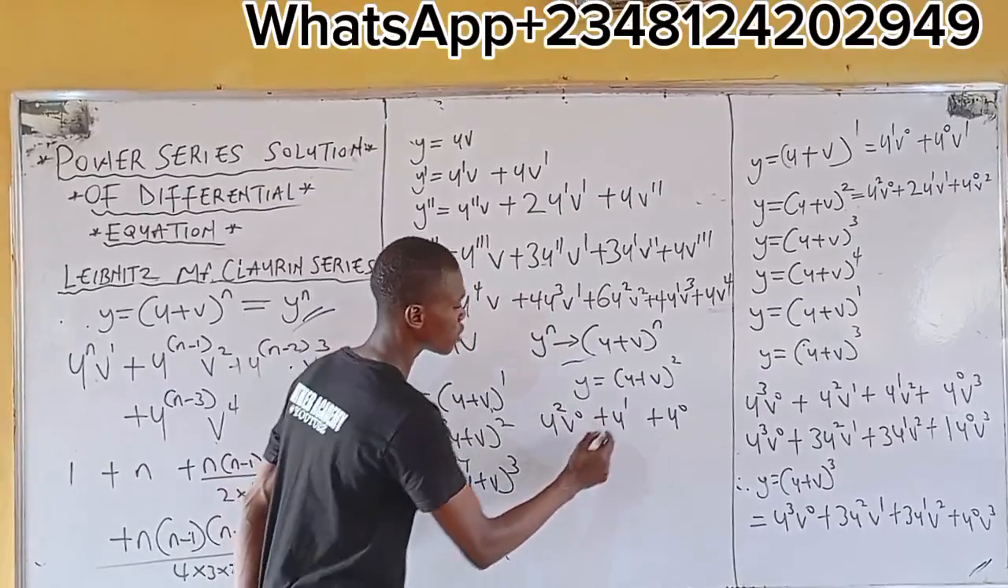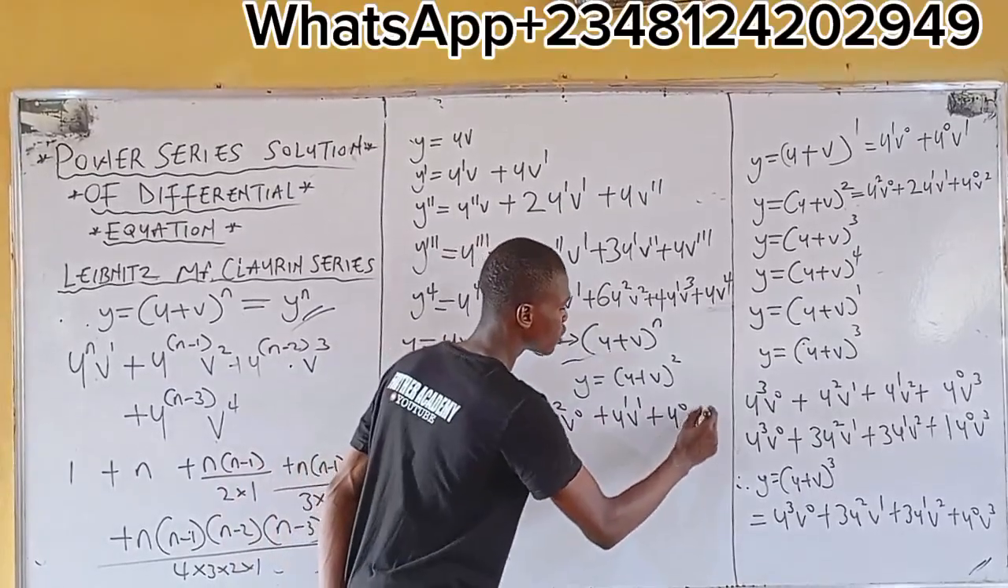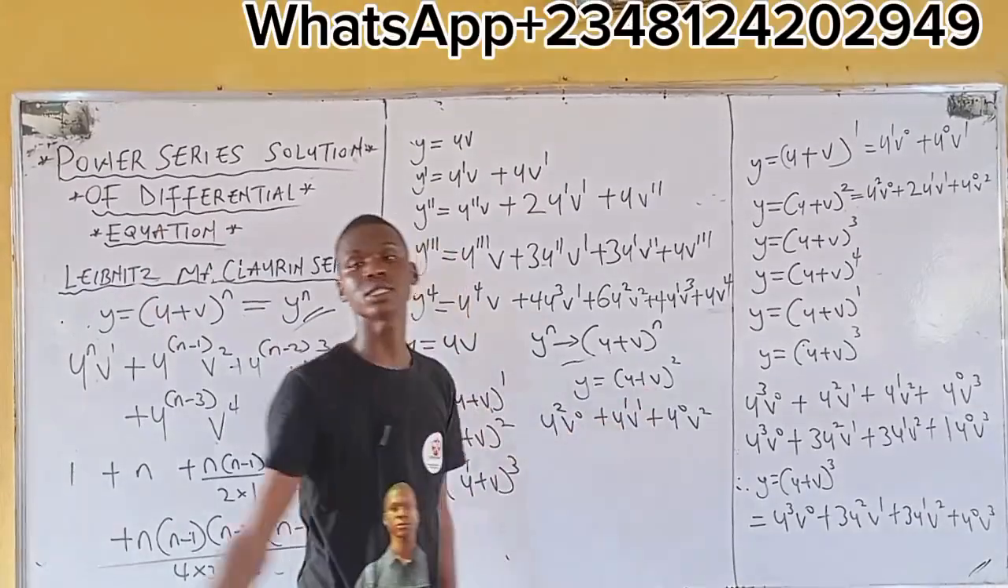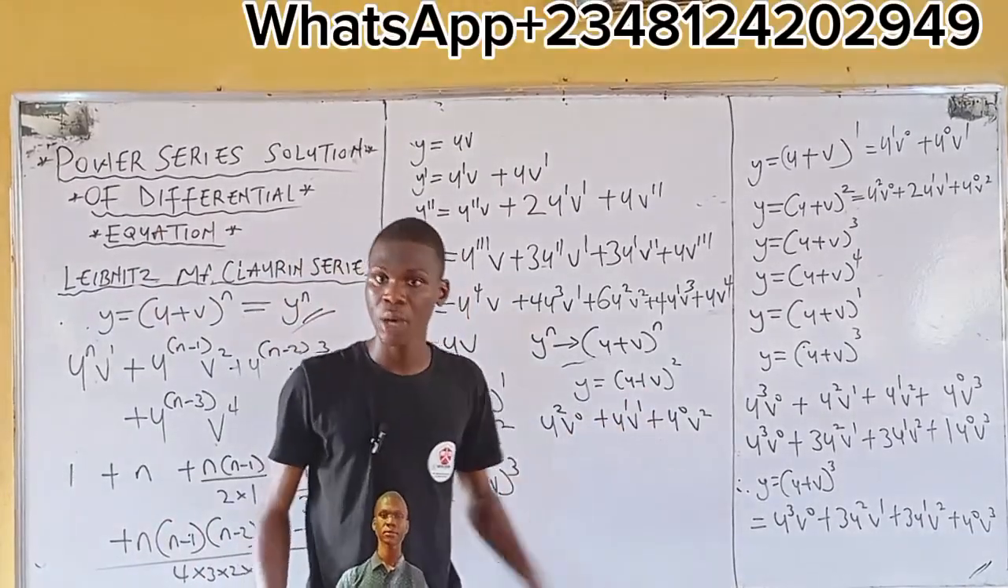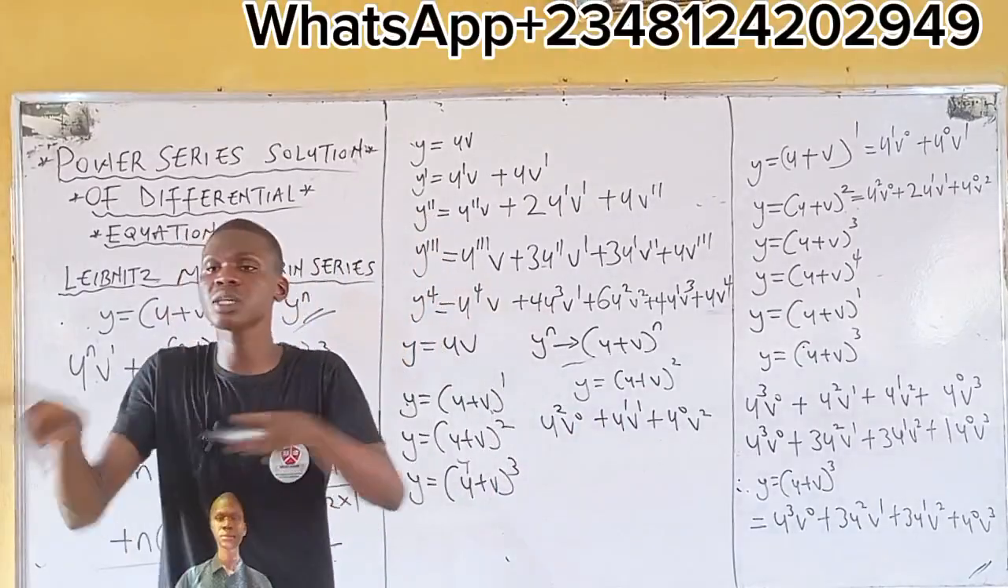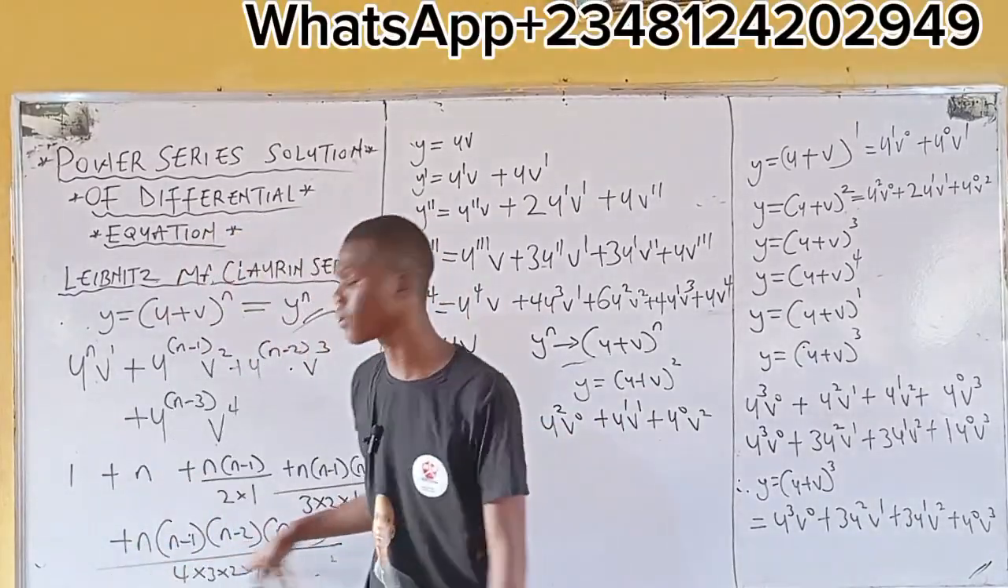Multiplying v raised to the power of 0, v raised to the power of 1, v raised to the power of 2, right? Now from here I want to get the coefficient. What do I use to get the coefficient? Pascal triangle. But I'm not using Pascal triangle now. I want to use this formula method.